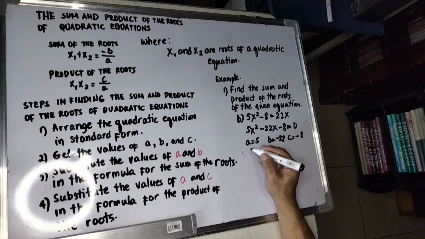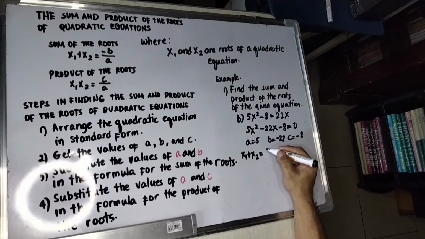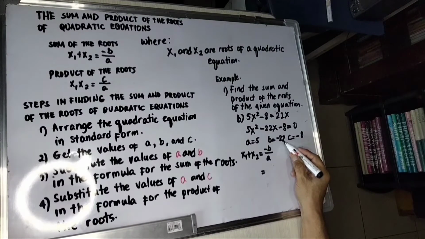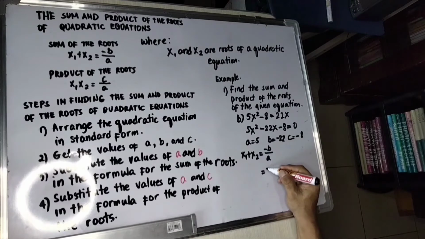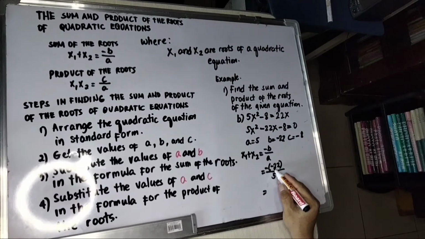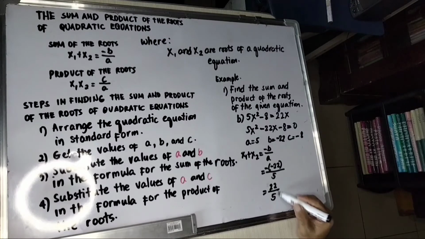For the sum of the roots, we have x sub 1 plus x sub 2 equals negative b over a. And we have b, which is negative 22, but we have negative here. Negative times negative 22 over a, which is 5. This is negative times negative is positive 22 over 5. So, 22 over 5 cannot be reduced to its lowest term. So, just leave it this way.